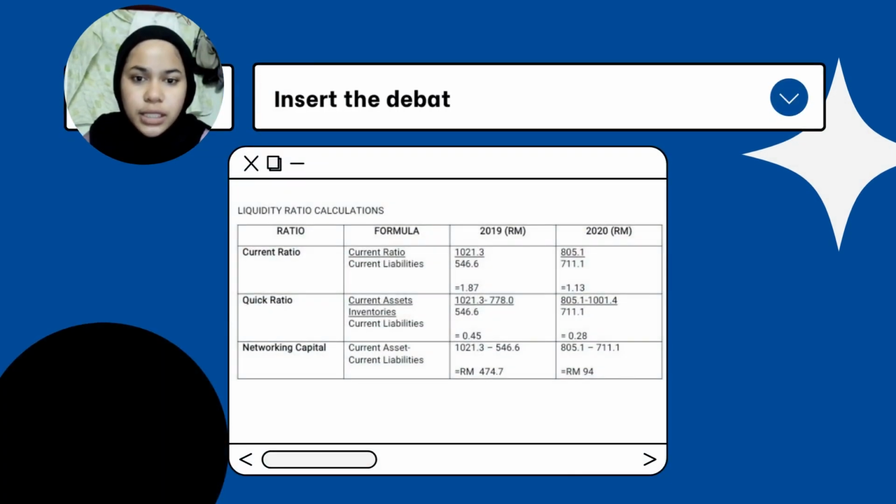Liquidity ratio calculation. The formula for the current ratio is current assets divided by current liabilities. In 2019, we get 1.87, and in 2020, we get 1.13. The formula for quick ratio is current assets minus inventories divided by current liabilities. In 2019, we get 0.45, and in 2020, we get 0.28.